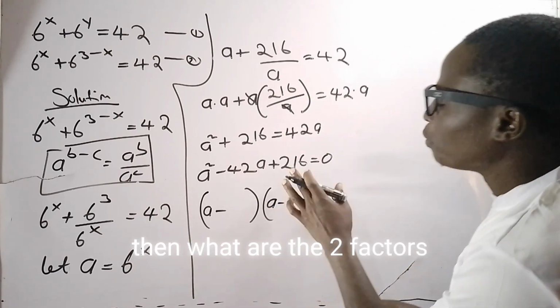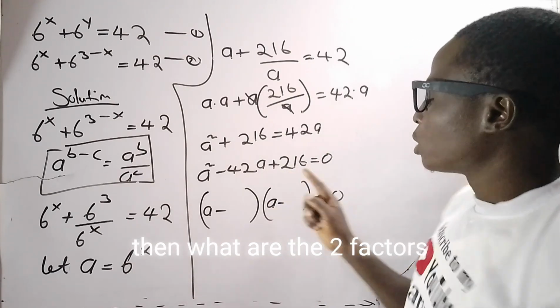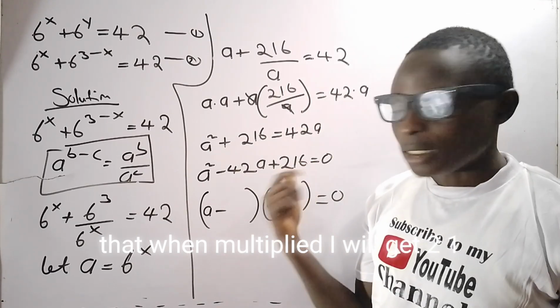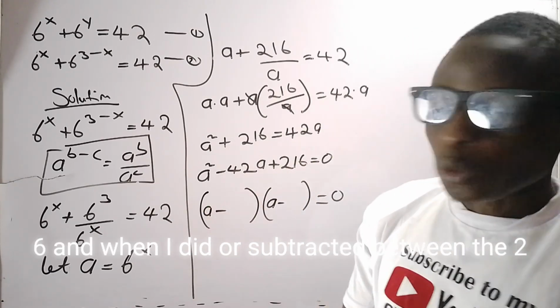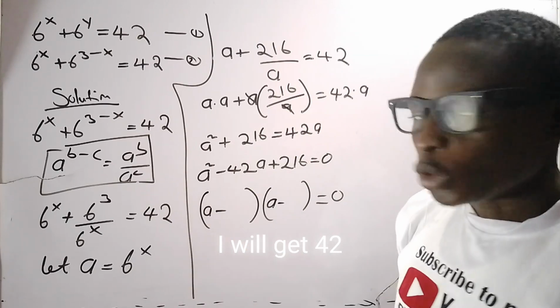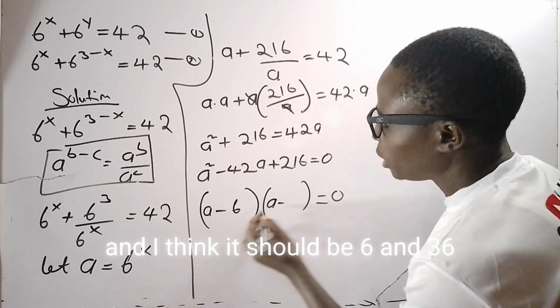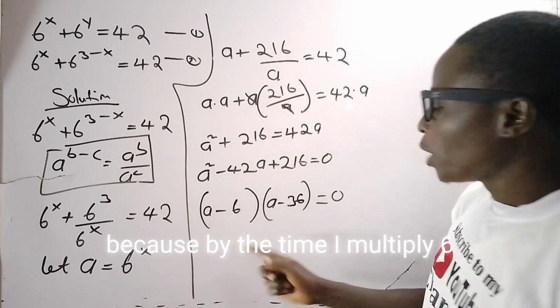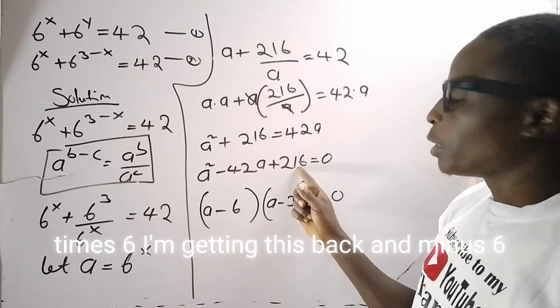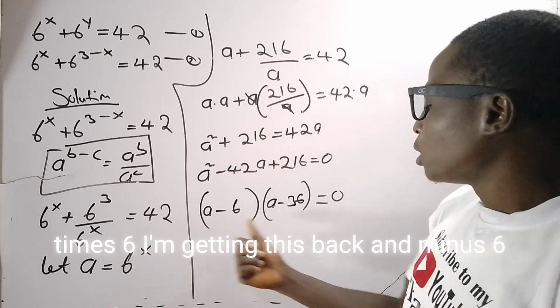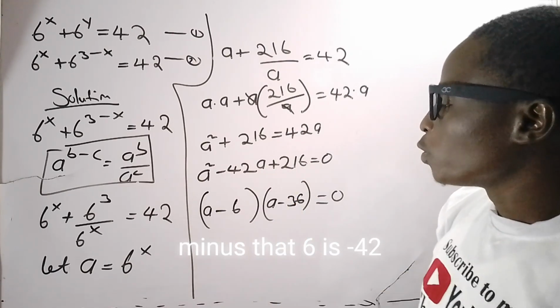Then what are the two factors that when multiplied I will get 216, and when added or subtracted between the two I will get 42? And I think it should be 6 and 36, because by the time I multiply 6 times 36, I'm getting this back, and minus 6 minus 36 is minus 42.